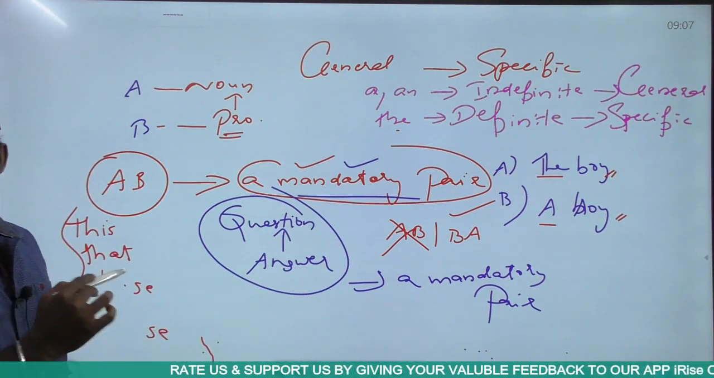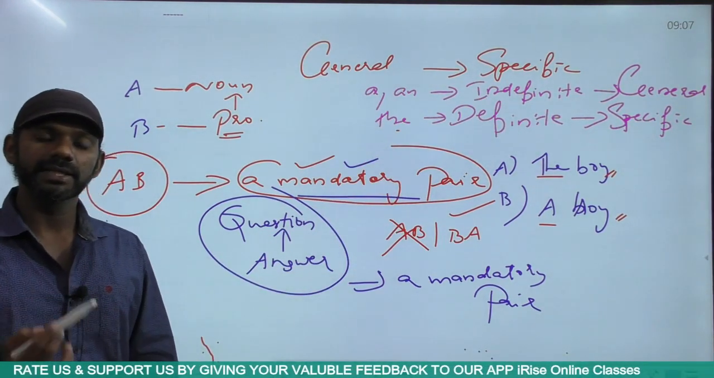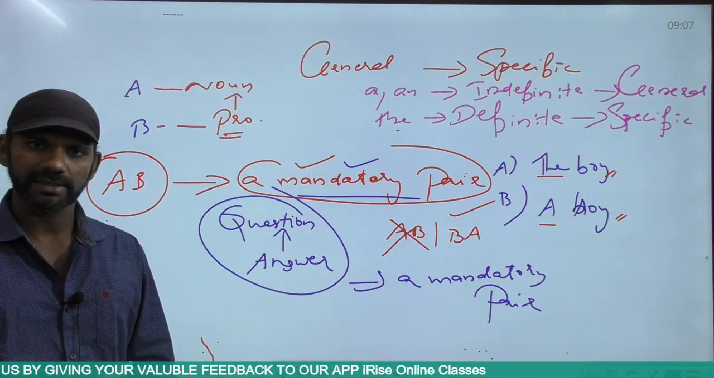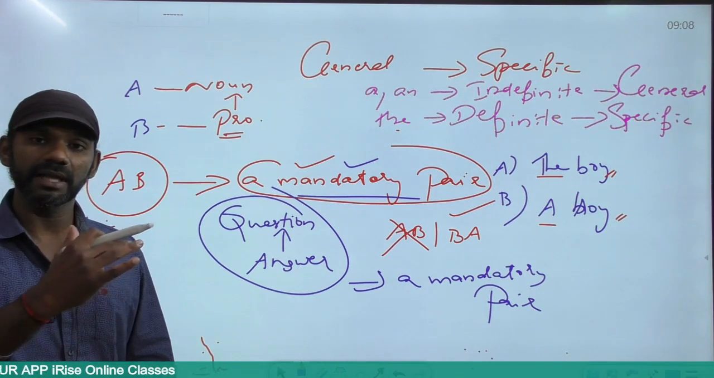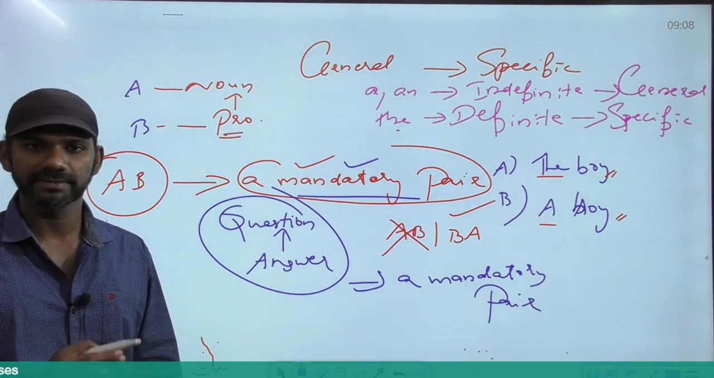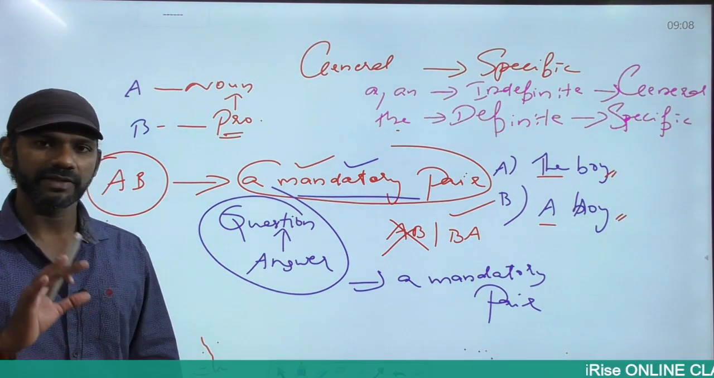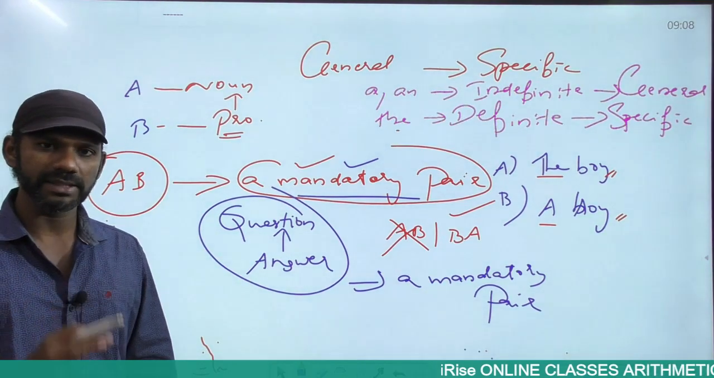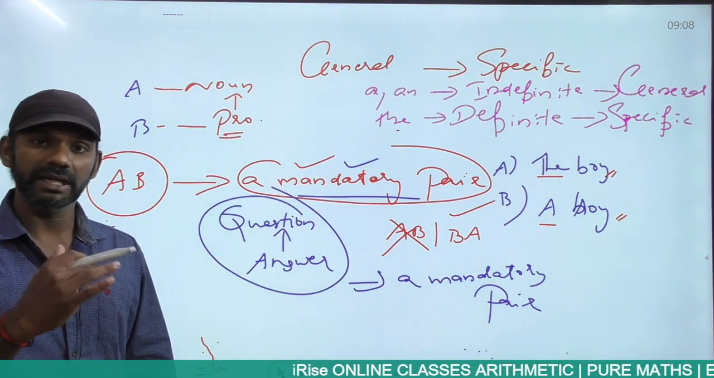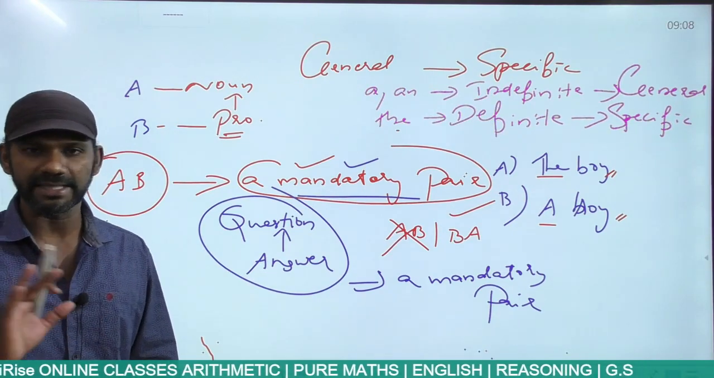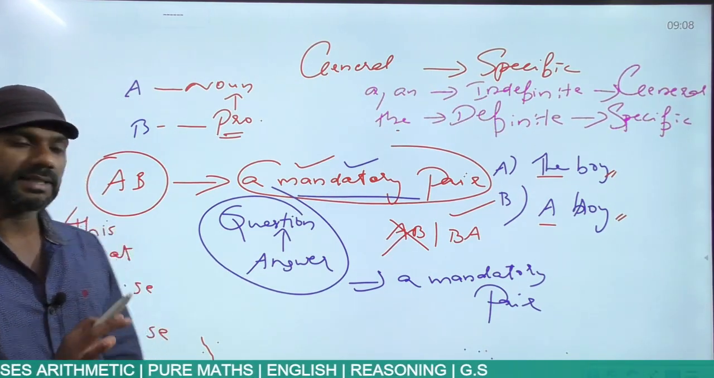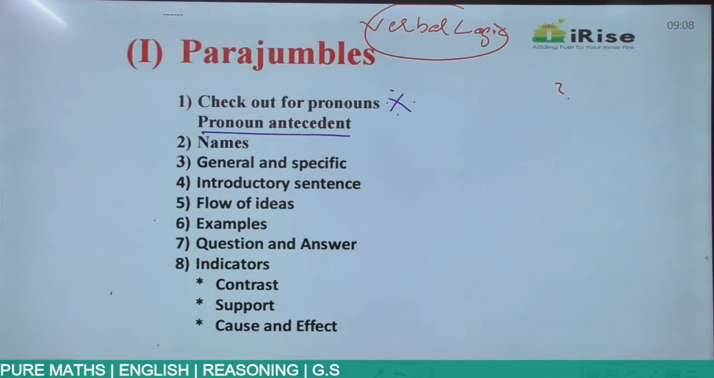Clear? If the answer to a question is not given among the sentences, then the interrogative sentence must be the last sentence in the order. Clear? I repeat, if the answer to a question is not given among the sentences, the interrogative sentence must be the last one in the order. That means go for an option where the interrogative sentence comes at the end. Clear? So this is the concept of question and answer.